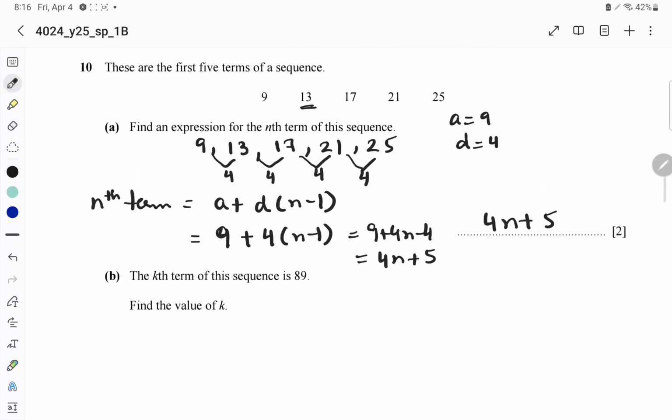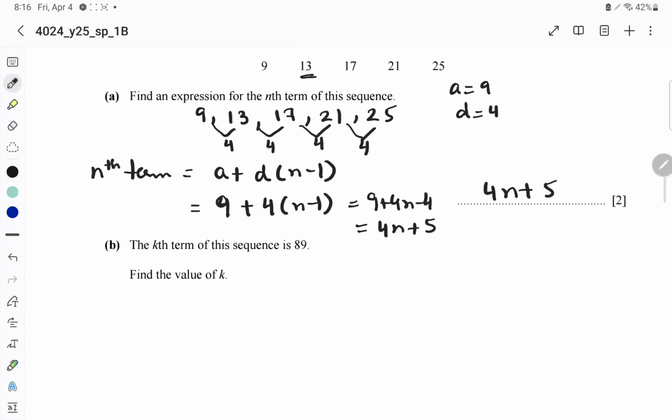Question, the same question 10, part B. The kth term of the sequence is 89. What is the sequence? 4n plus 5. So you can write down 4k plus 5 is given 89. So solve this equation, then you get the value of k.